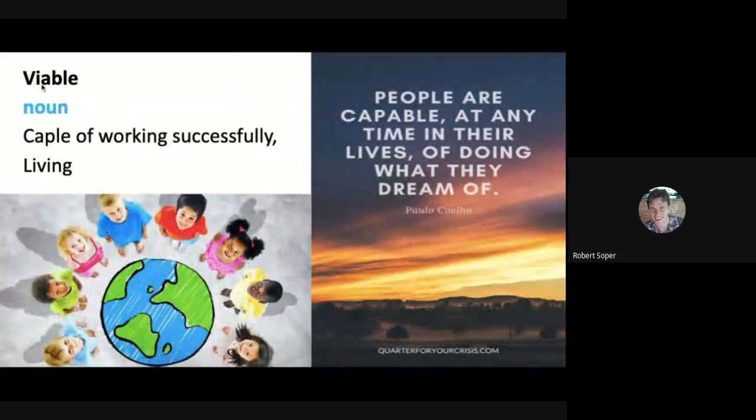Okay, this word is viable. Viable. And viable is an adjective. It means capable of working successfully. In other words, doable, possible.